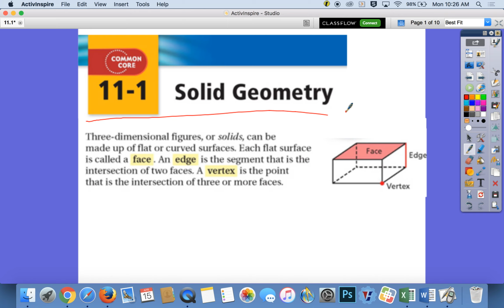Okay, so what we're going to do is we're going to go through this tonight. I'm going to let you guys get all these definitions down. We're going to review it tomorrow in class, and then we're going to do an activity. We will not do our homework on this until Wednesday, the following day.